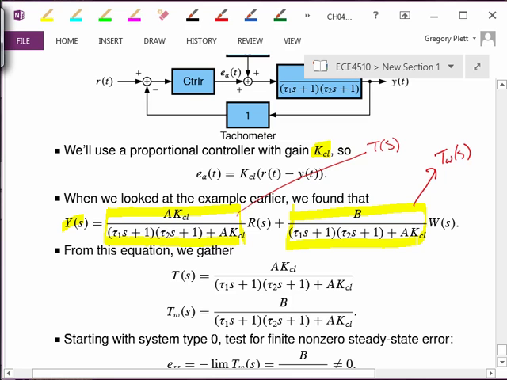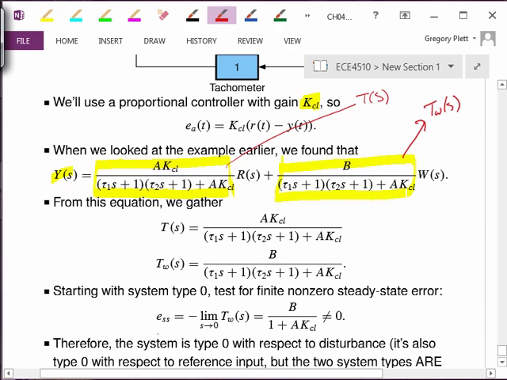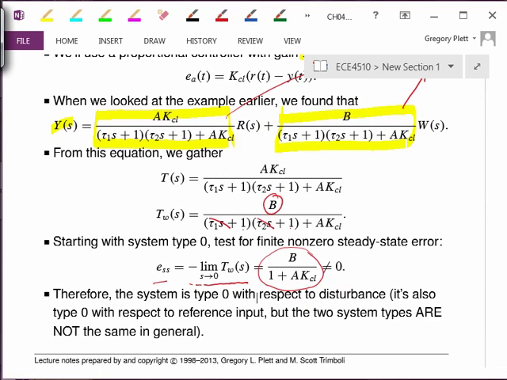So starting with system type 0, we're going to test to see if we can find a finite non-zero steady state error. So here's our computation. Steady state error is negative limit as S approaches 0 of TW of S. So in TW I put S going to 0, that goes to 0, that goes to 0. I have numerator is B, denominator is 1 times 1 plus A KCL. I have B over 1 plus A times KCL, and that's not equal to 0. So we conclude that that system controlled with a proportional controller is type 0 with respect to disturbance.